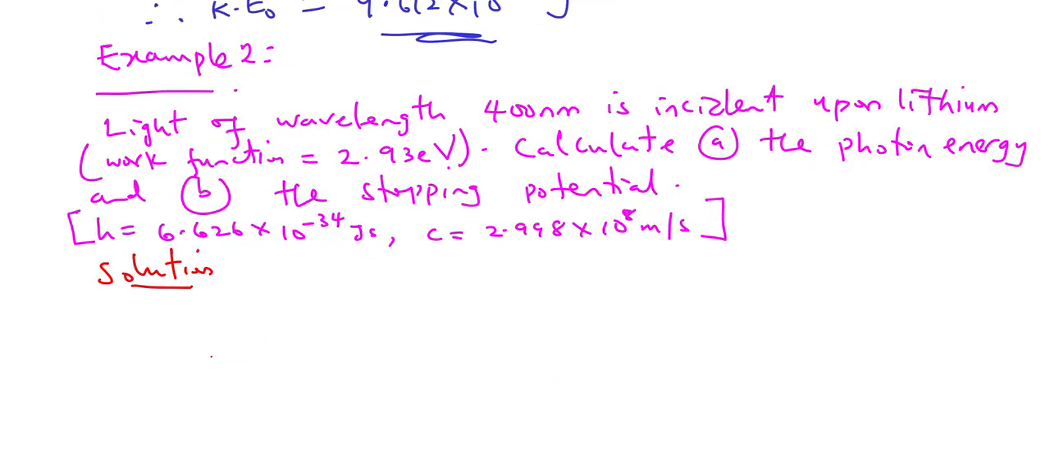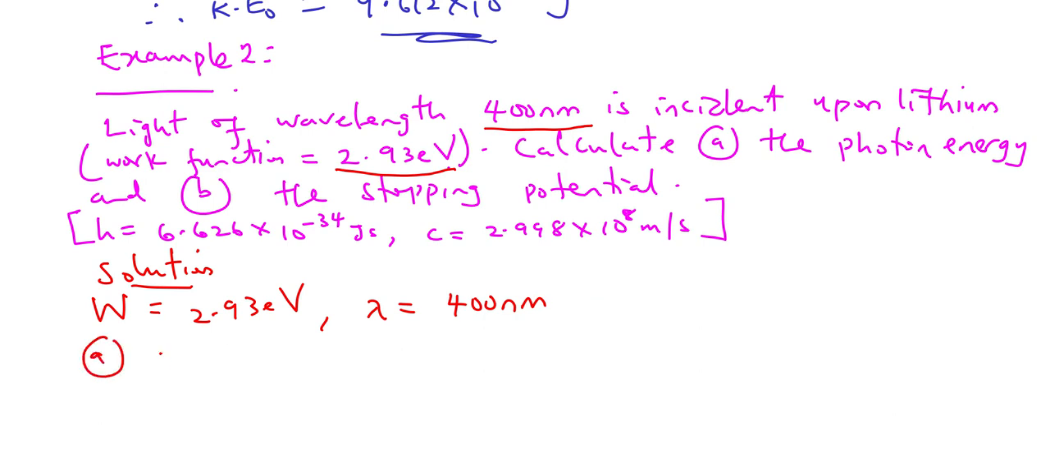All right, so example 2. Light of wavelength 400 nanometers is incident upon lithium, which is a metal, and the work function of lithium is 2.93 electron volts. So the wavelength of the incoming photon is 400 nanometers. The first question says calculate the photon energy.